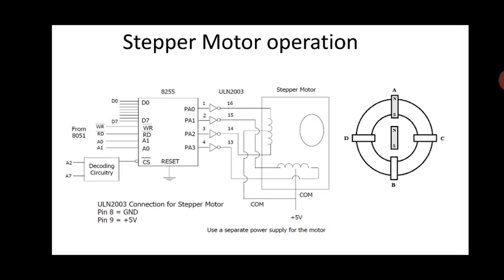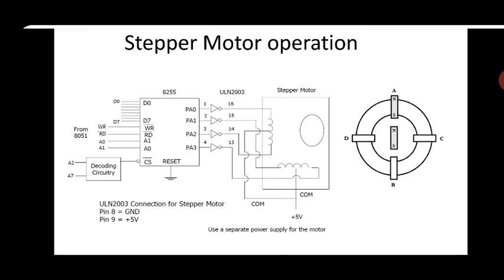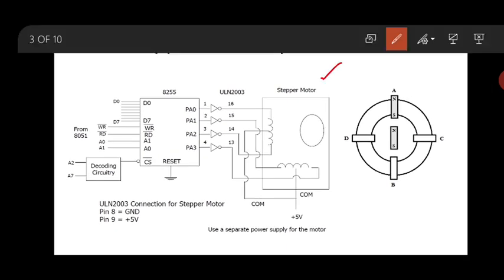electrical circuit diagram of a stepper motor. I hope you can see the stepper motor is interfaced to the 8051 through the 8255, using ports. There are the ports PA0, PA1, PA2, PA3, which means the stepper motor, we call it a 4-step motor, is connected to the microcontroller through 4 bits. We call them PA0 to PA3.